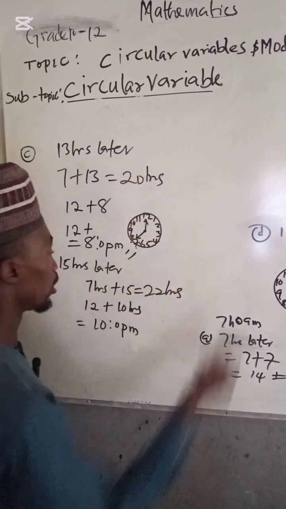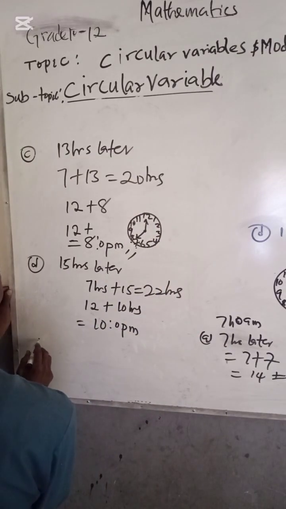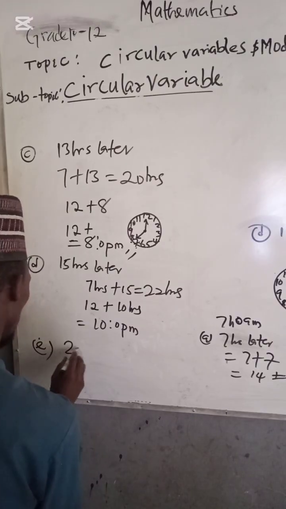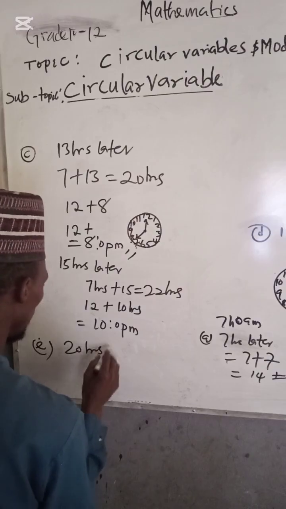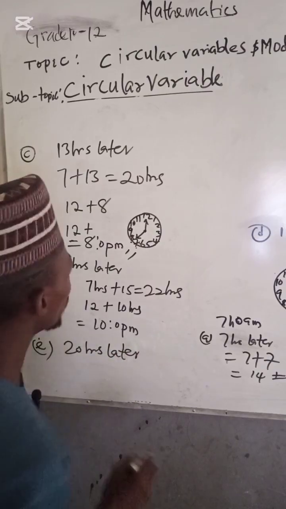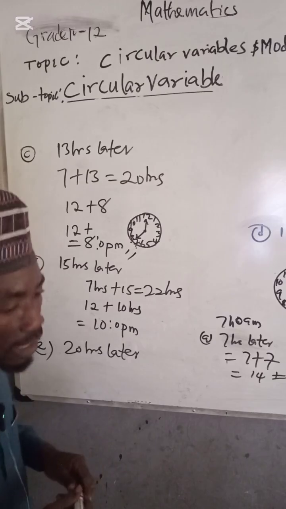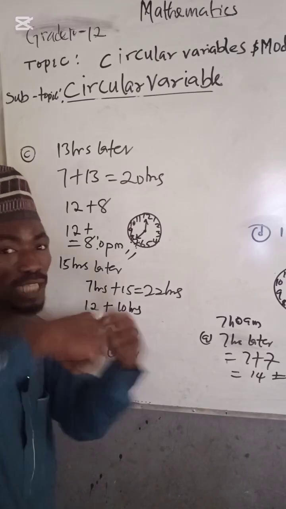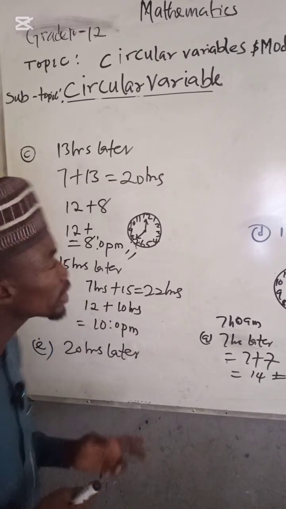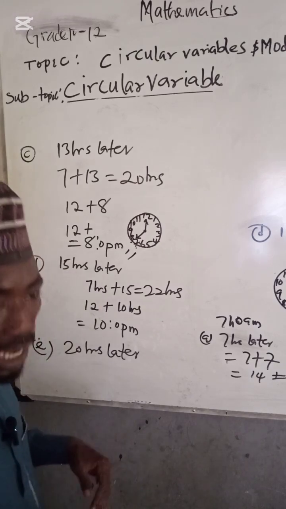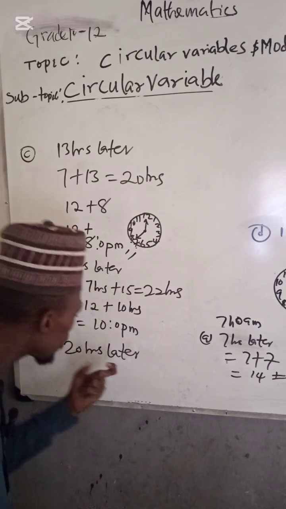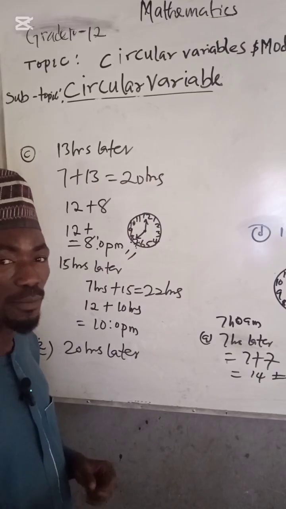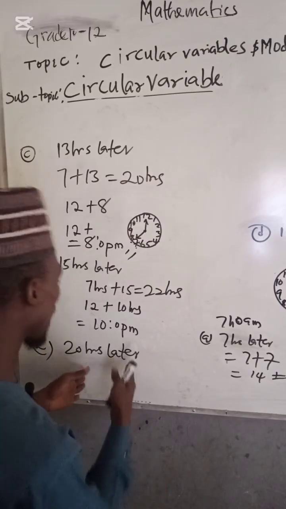It has not covered the variable for the second time. If you look, the last one is 20 hours later. Remember, it was on 7 a.m. When you definitely add 20 hours to it, that is more than a day. So it means it has completed the afternoon time, the p.m. This will definitely fall on a.m. because it's more than a day. It should be at night.